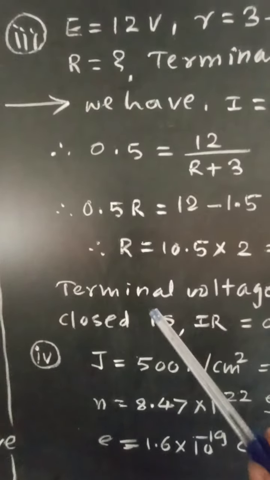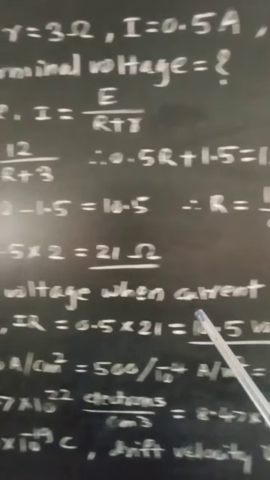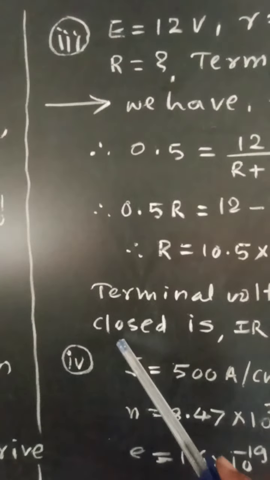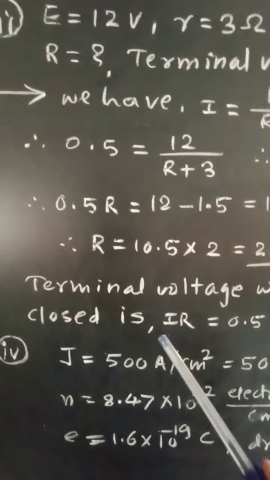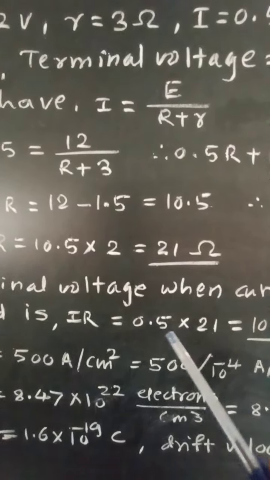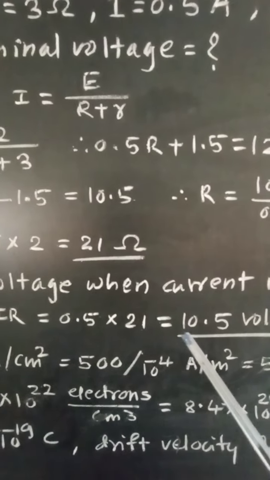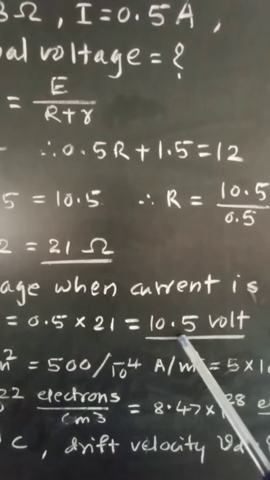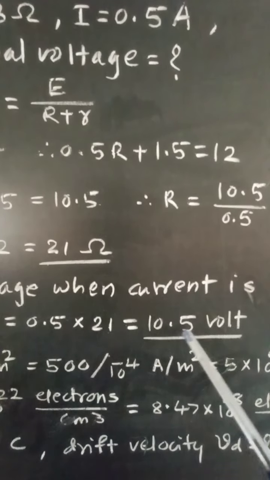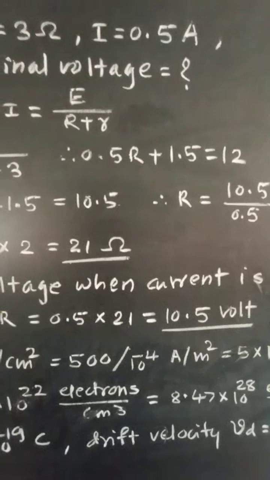Now let us see the terminal voltage when current is closed. The terminal voltage when the current is closed is given by the formula IR. Putting the values, we will get 0.5 into 21, which comes out to be 10.5 volt, which is the terminal voltage.